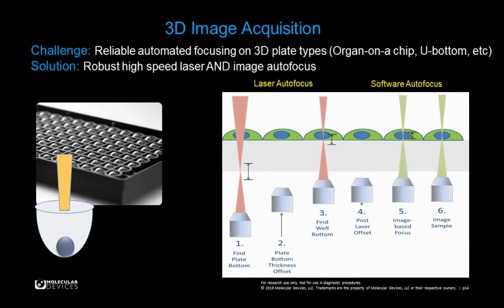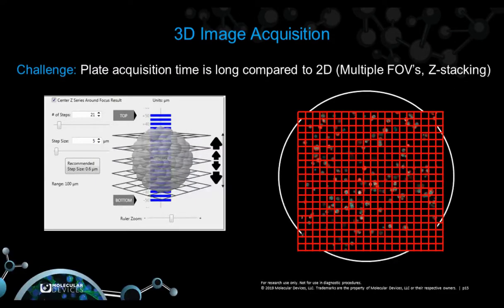The key feature here is that the system finds the plate bottom, sets that plate bottom thickness, and then finds the well bottom and sets that offset. This allows for a very robust laser autofocus and focus mechanism.